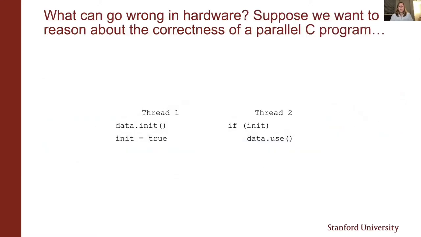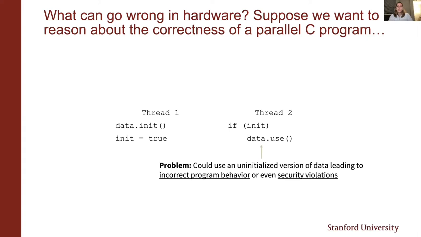So, how exactly can hardware introduce correctness or security bugs into a seemingly correct and secure program? As a basis for thinking about this problem, let's consider this small parallel C program. Thread 1 is initializing some data and setting an init variable equal to true. Thread 2 is then going to use this data only if it observes that init has been set equal to true. As this program is written, it might seem reasonable, but it could actually result in an uninitialized use of data, leading to incorrect or unintended program behavior, or even security vulnerabilities.